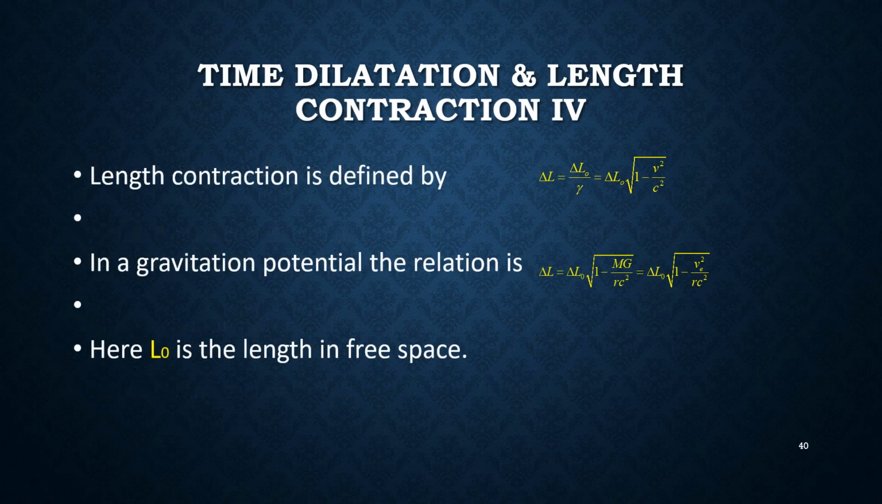Length contraction is defined by: In a gravitation potential, the relation is: here L0 is the length in free space.